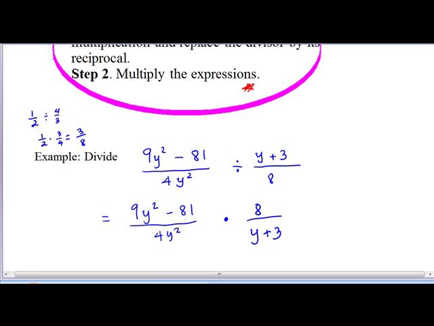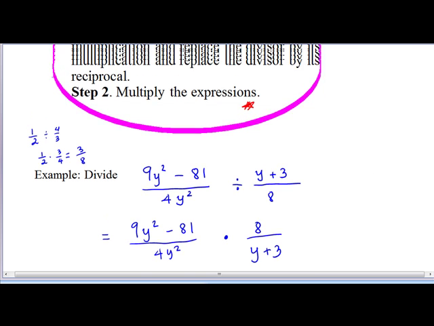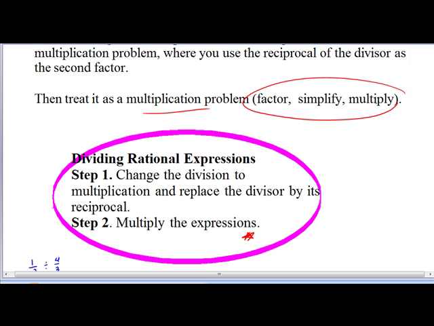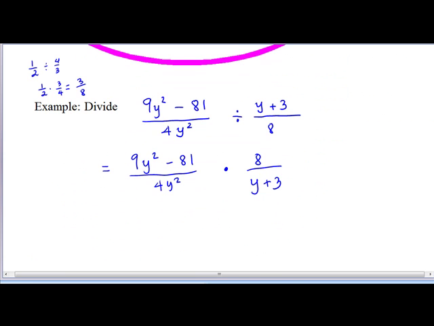So exactly as I just did. Now we come back to the multiplication problem. So we follow the steps. Now we use step 2. Step 2 is multiply the expressions. And to multiply the expressions, first we factor, we simplify, and we multiply. That's step 2.